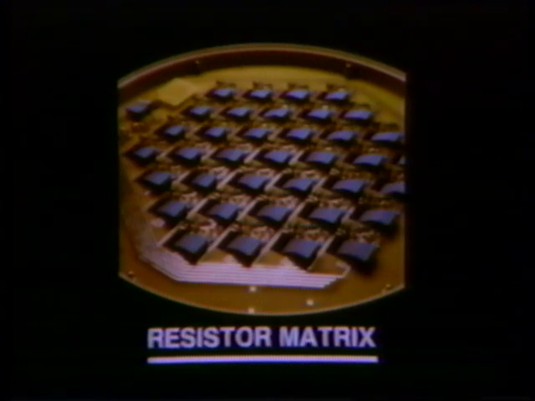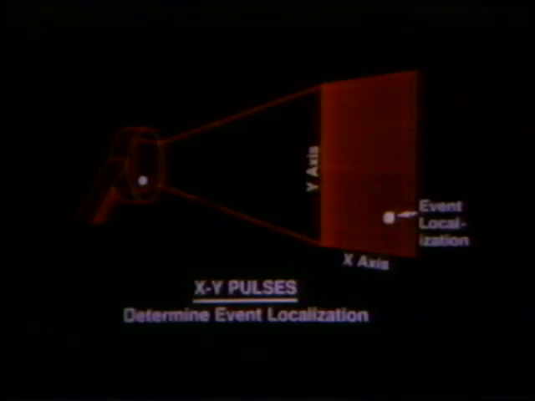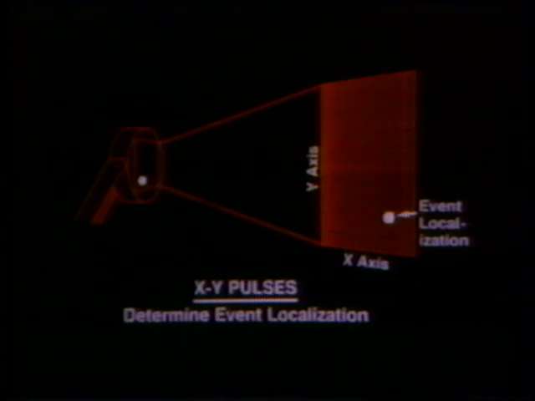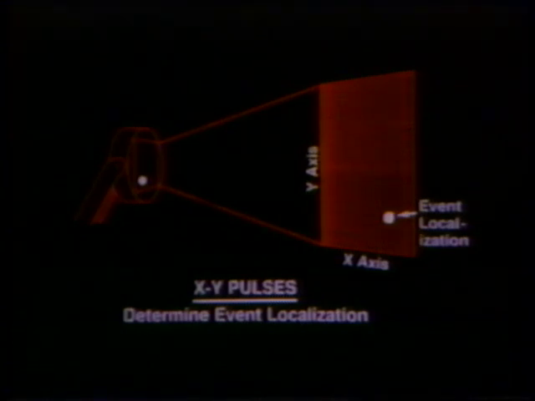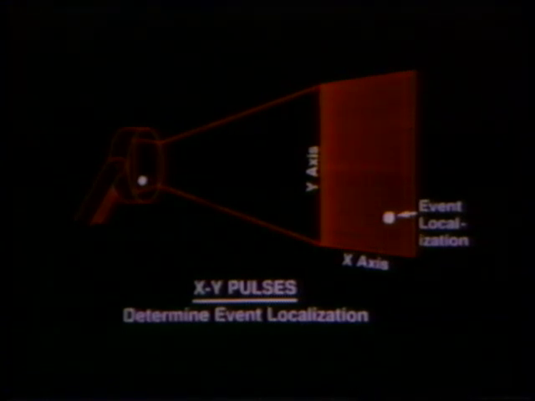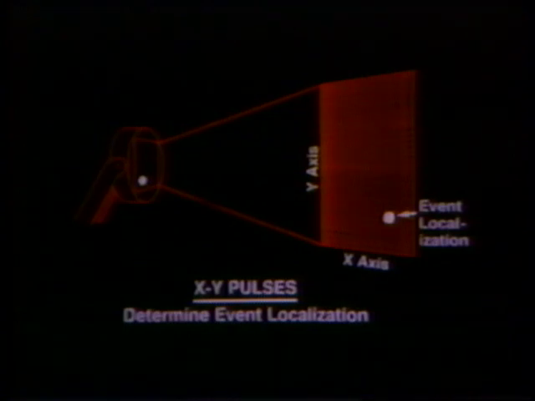Additionally, by sending all the signals of the PM tubes through a series of resistors, it is possible to produce two separate pulses which contain information about the location of the photon interaction. These pulses are called the X-Y pulses. The amplitude of the X pulse indicates the location in the X-axis where the photon struck the crystal, and the amplitude of the Y pulse indicates the location in the Y-axis where the photon struck the crystal.